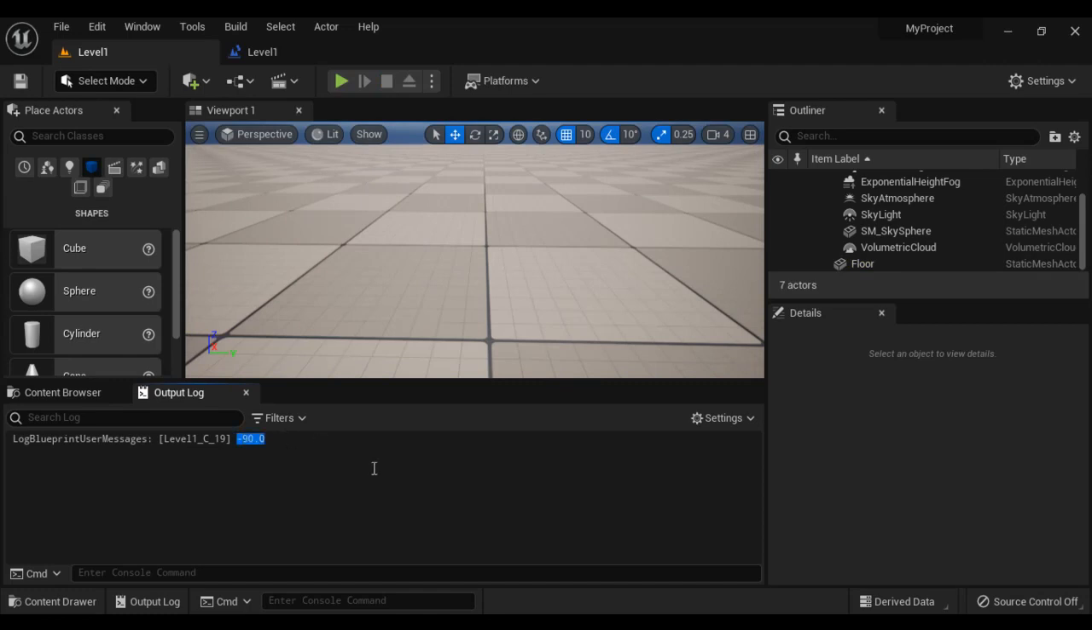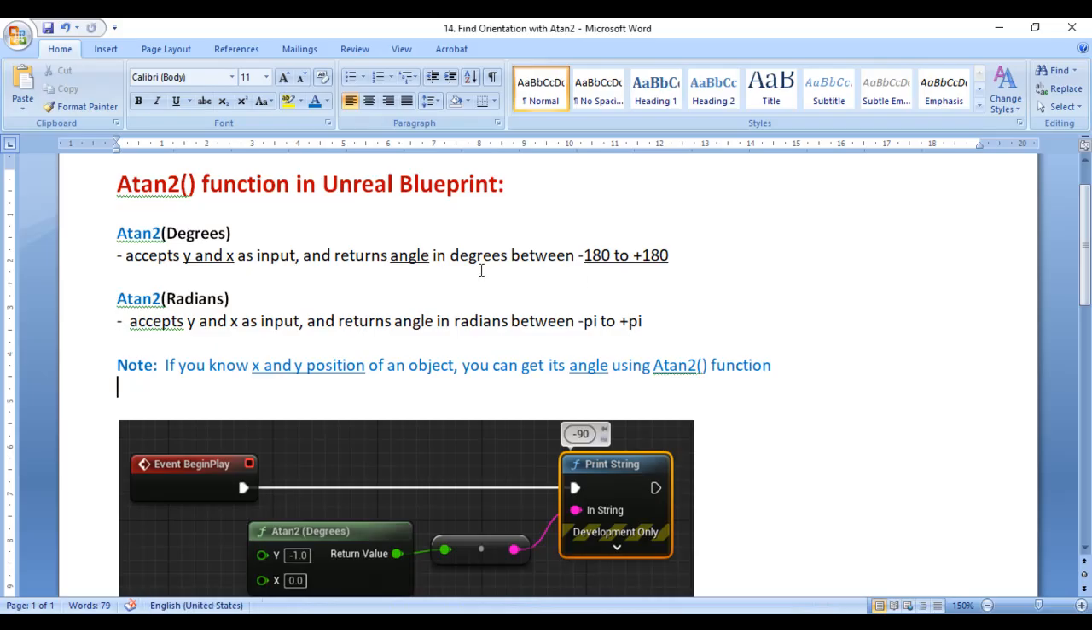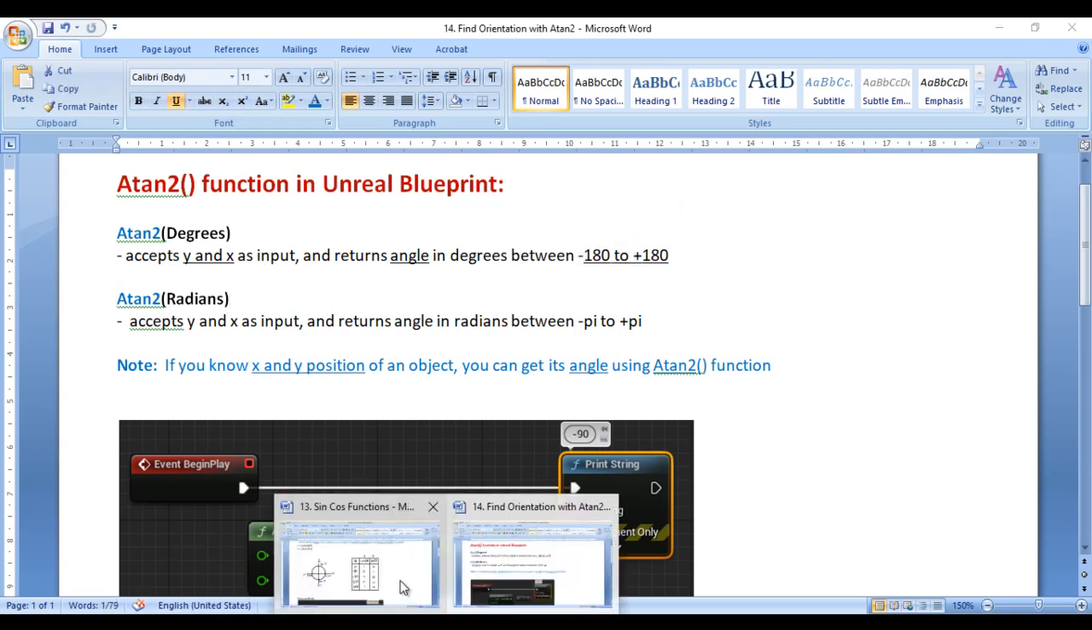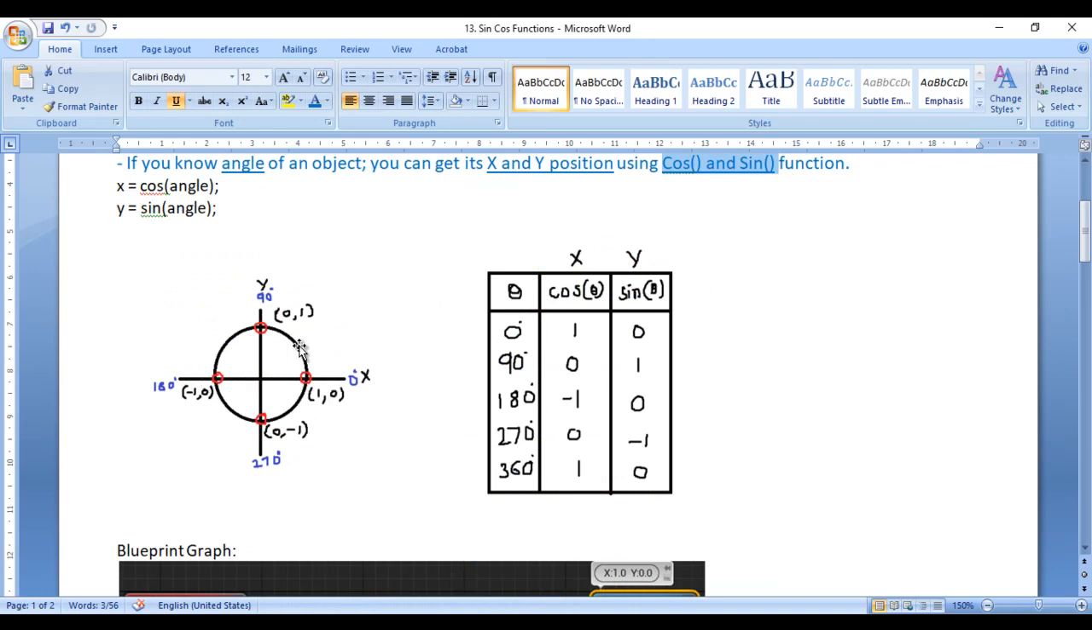Why we are getting minus 90 degree instead of 270? Because a tan 2 function accepts y and x as the input and returns the angle in degrees between minus 180 to plus 180. Instead of returning 0 to 360 degree, it returns minus 180 degree to plus 180 degree, guys. That means if the object is above the x-axis, it returns the angle 0 to 180 degrees. If object is below the x-axis, it returns the angle minus 0 degrees to minus 180 degrees. Understanding?